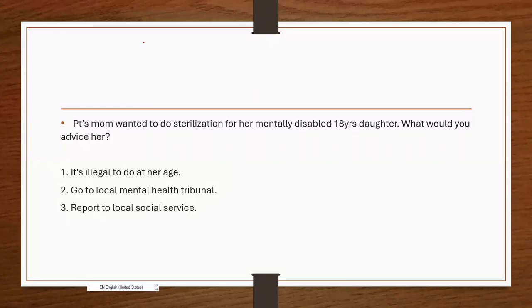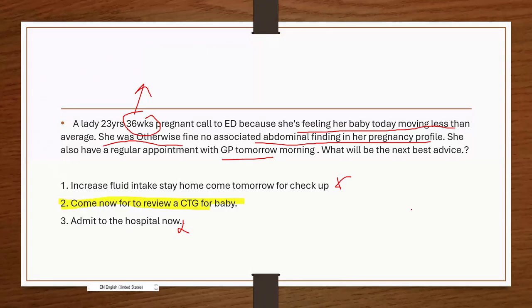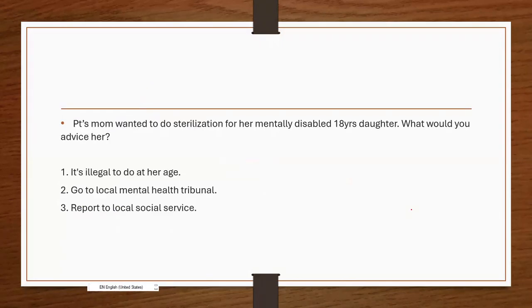Okay, somebody's asking the answer for the last question. The answer was answer 2. Come now for a review for a CTG. Okay, I'm highlighting the answer. So that would be the answer.